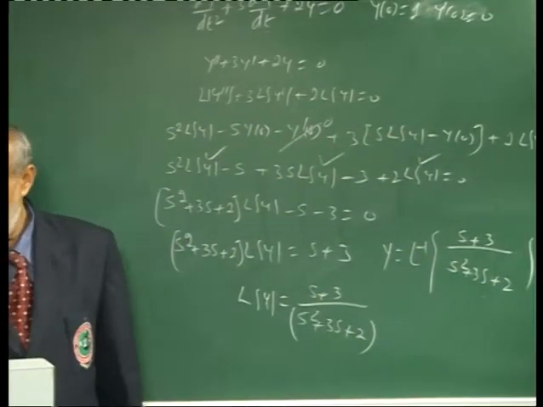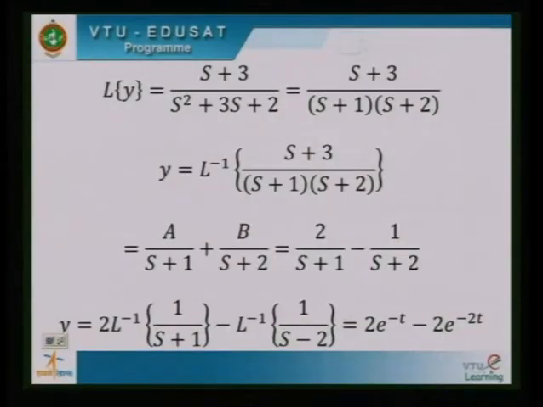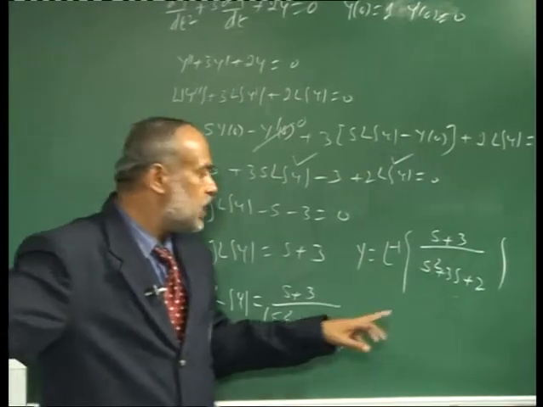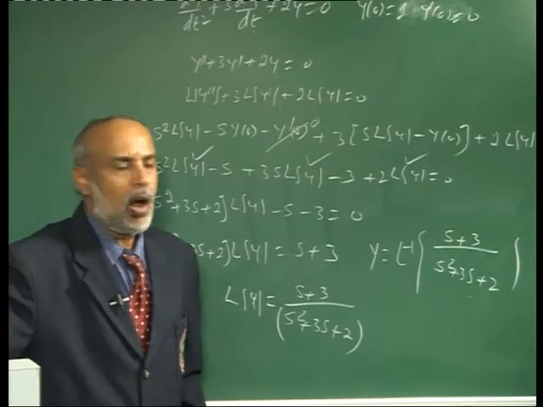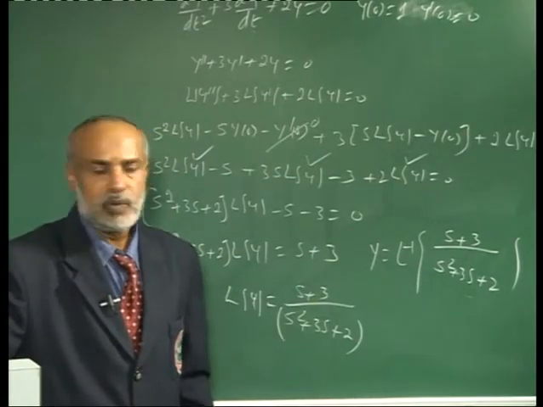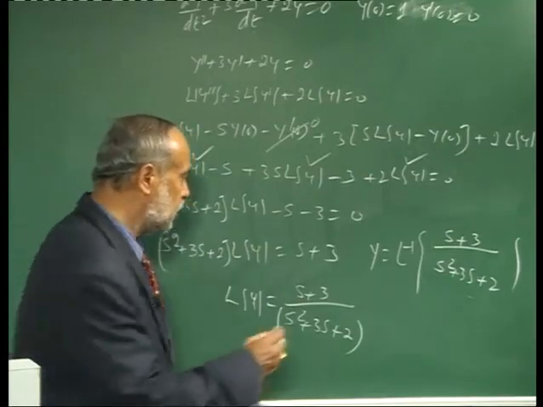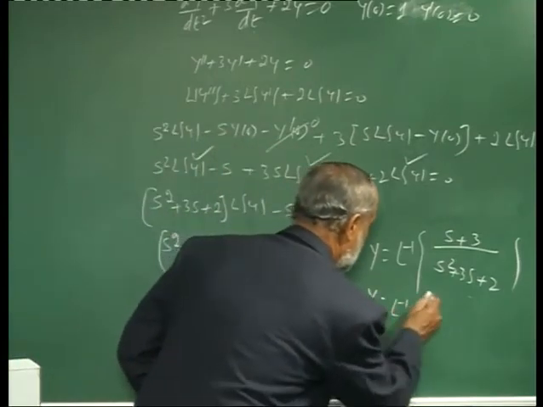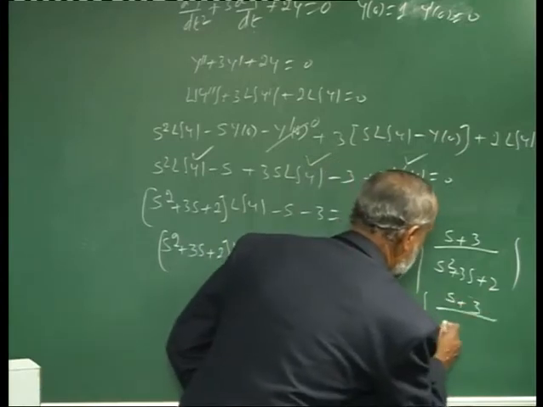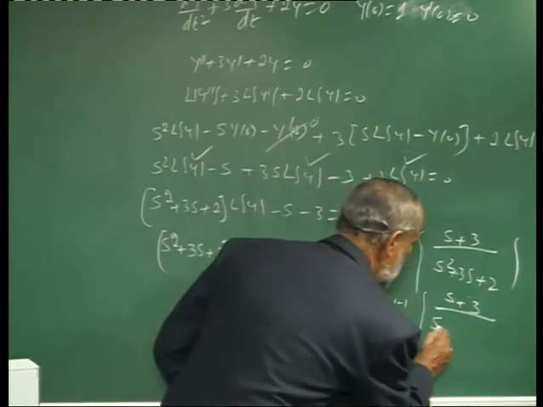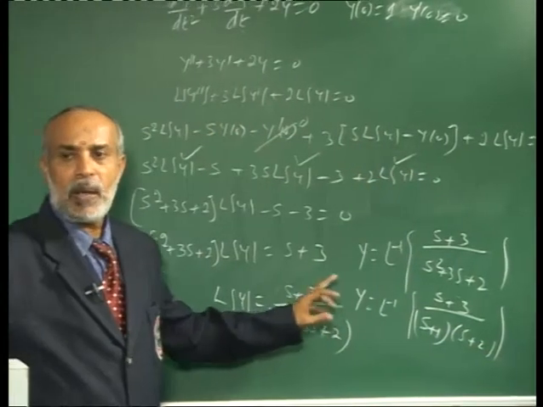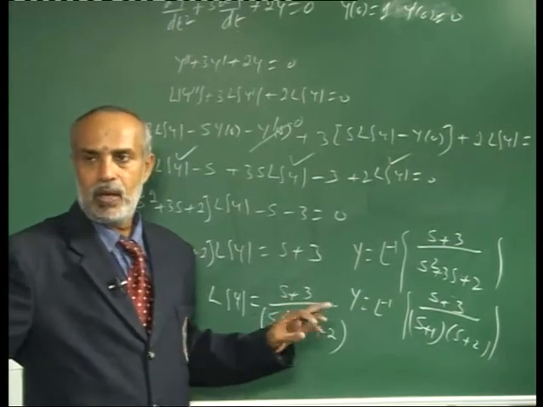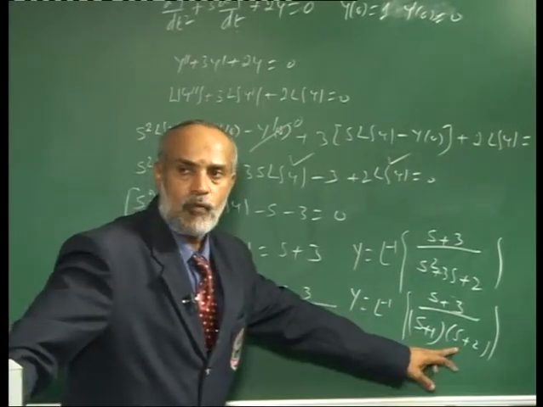After getting this equation, you have to factorize s squared plus 3s plus 2. It can be written as s plus 1 into s plus 2 by the factorization method, or you can use the quadratic formula. Then y is equal to L inverse of s plus 3 divided by s plus 1 into s plus 2. Now, it is not possible to apply the L inverse as it is, because there are two terms and there is no formula.